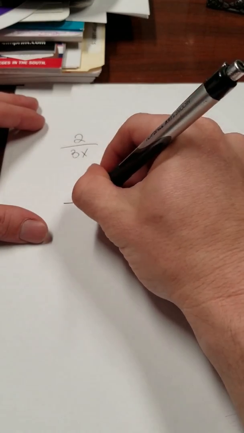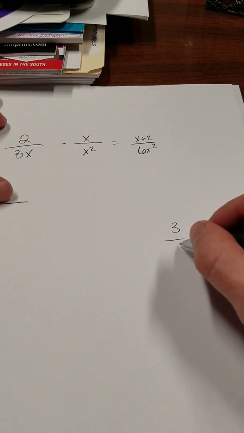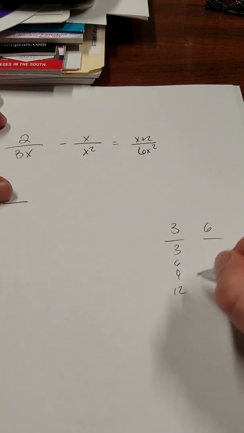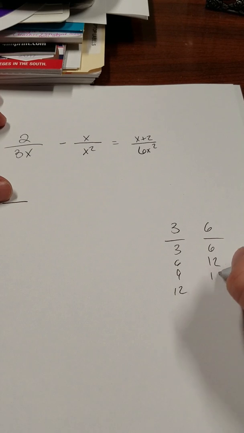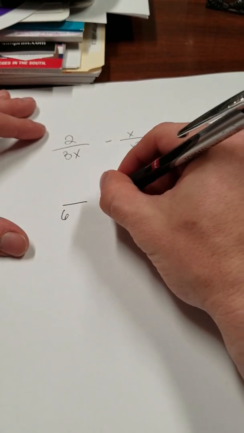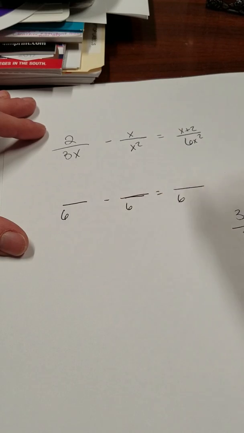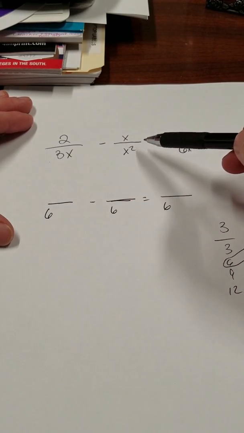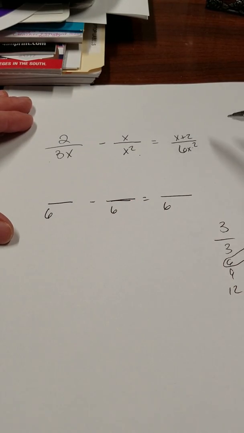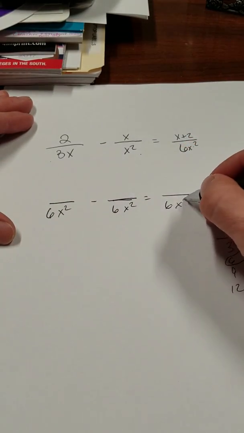Again, look at your denominators. I have a 3, I have a 1, I have a 6. So I'm going to take 3 and 6, figure out the multiples that I have. So 3, 6, 9, 12, 6, 12, 18. Where's the first place they come in contact? 6. So my common denominator is going to be 6. Look at your x's. I have an x, I have an x squared, I have an x squared. Take the largest, so that's going to be x squared.